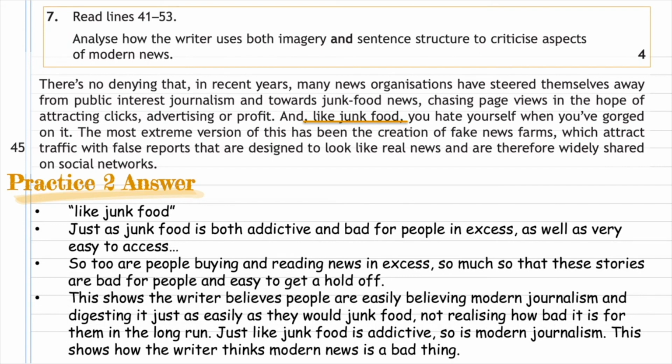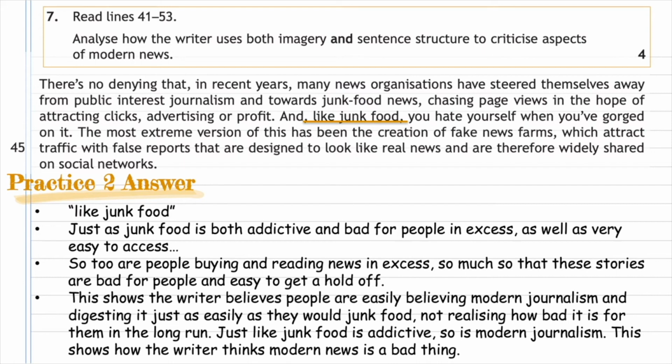I've said, like junk food, just as junk food is both addictive and bad for people in excess, as well as very easy to access, so too are people buying and reading news in excess, so much so that these stories are bad for people and easy to get a hold of. This shows the writer believes people are easily believing modern journalism and digesting it just as easily as they would junk food, not realising how bad it is for them in the long run.